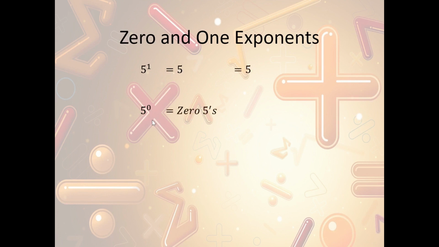Now 5 to the 0 power. So there's 0 5s, and that's equal to 1. Now, please make sure that you understand this. Any number raised to the 0 power will always be 1. So not 0, but 1. So 5 to the 0 power is 1. 2,000 to the 0 power is 1. 200 million to the 0 power is 1. So any number raised to the 0 power is just 1.